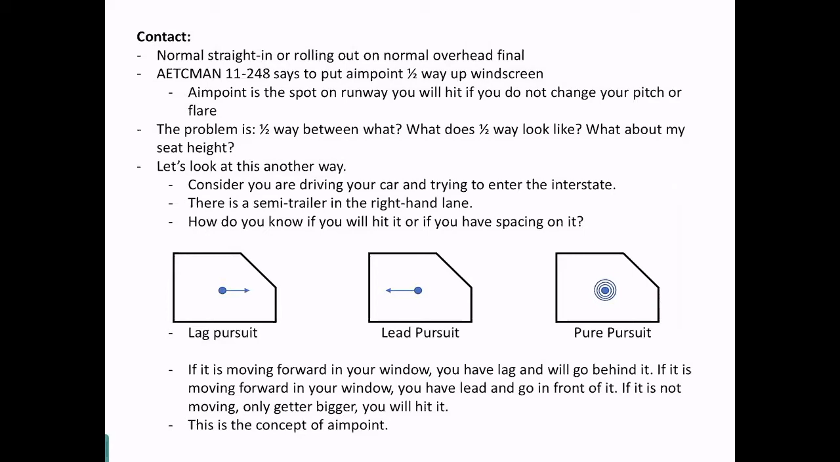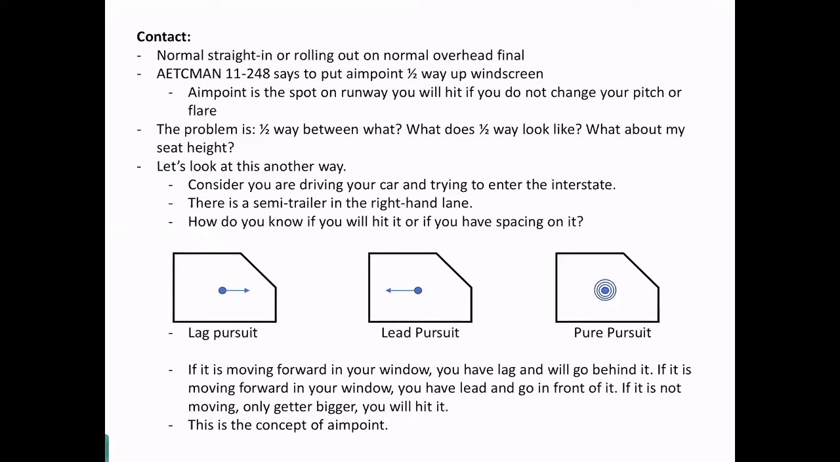Well, halfway matters, because if it's slightly above or below where it needs to be, then I'm either going to aim long and land long, or I'm going to land short. Depending on your seat height, if you sit high, then your aim point is going to be lower. If you sit low, your aim point is going to be higher. So all of these things matter. So when I talk about putting my aim point halfway up the windscreen, sure, I'll do that, but then I have a backup way that I analyze to figure out if that is the right spot.